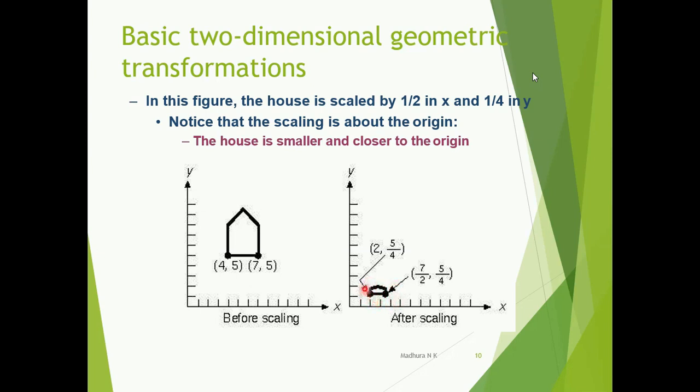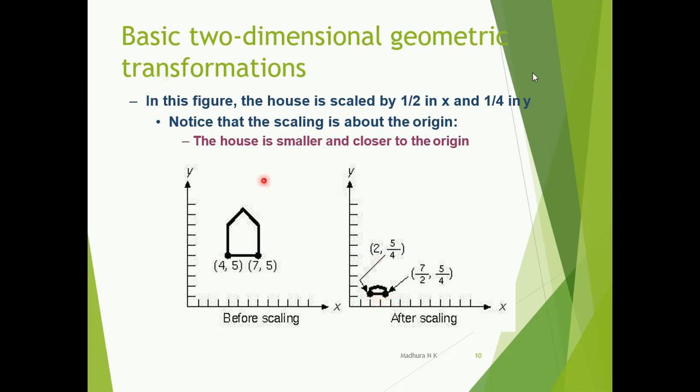Okay, and see the end points. 4 comma 5 is being changed to 2 comma 5 by 4, and 7 comma 5 is being changed to 7 by 2 comma 5 by 4. See, this is after scaling, you have got the end points in this manner.